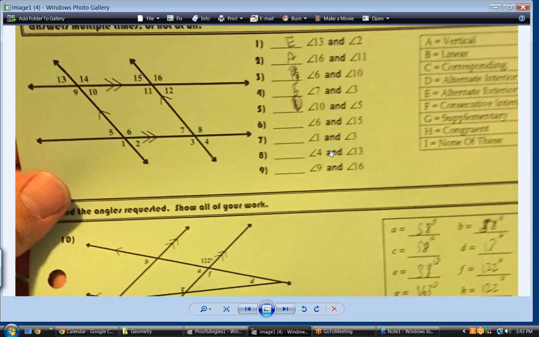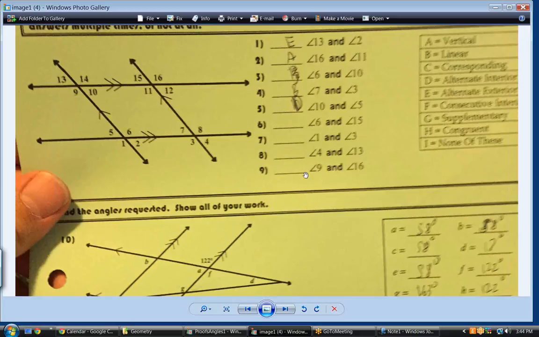4. About 4 and 13. Alternate exterior? Again, you're not going to use those words whenever you have, that's only going to apply when you have two parallel lines and one transversal. Okay. Congruent? Yes. Okay.